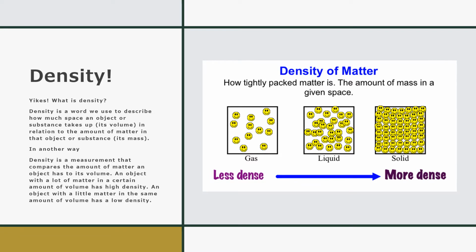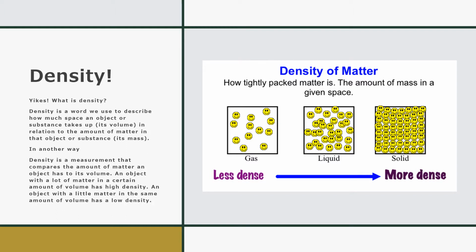Density. So what is density? Density is a word we use to describe how much space an object or substance takes up, its volume, in relation to the amount of matter in that object or substance, which is its mass. In another way, density is a measurement that compares the amount of matter an object has to its volume.